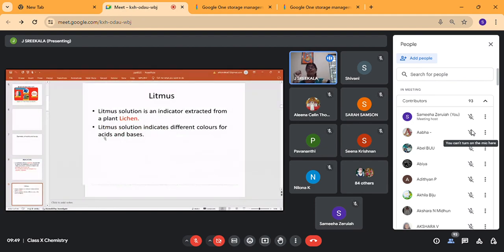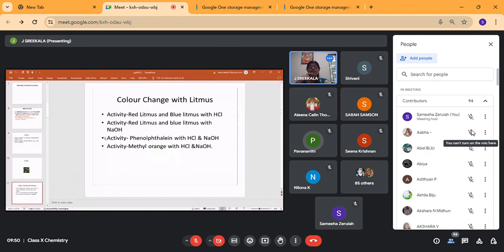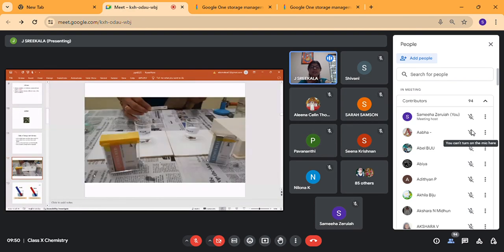So litmus solution is prepared, remember children, from a plant called lichen. This is lichen, the plant. Can you see now? Yes, ma'am. Okay, I'm going to the next. If I cannot write, it will be very difficult. Next, color changes with litmus. We will see an activity. Can you see the slide? Yes, ma'am.